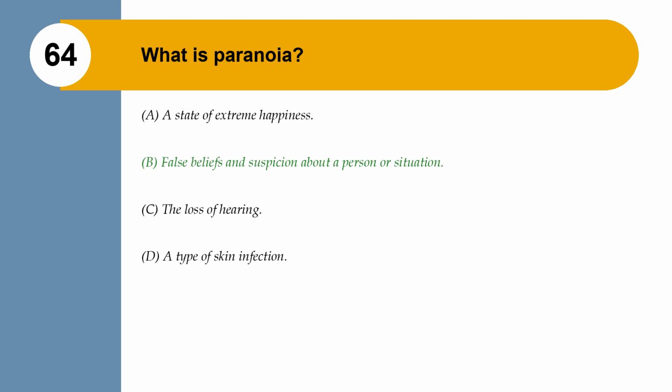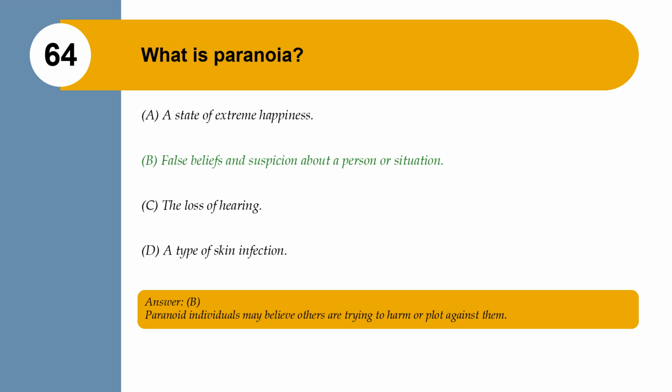The correct answer is option B, false beliefs and suspicion about a person or situation. Explanation: paranoid individuals may believe others are trying to harm or plot against them.